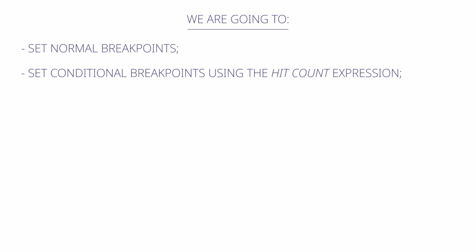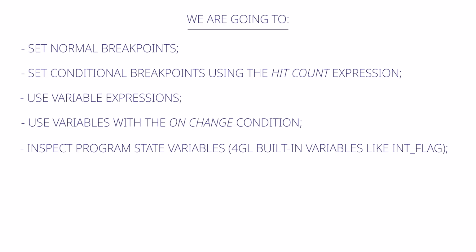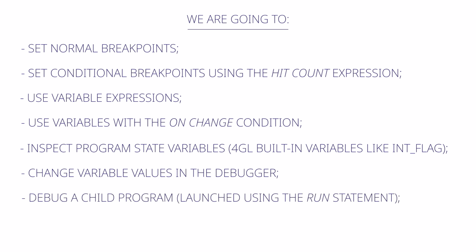We are going to set normal breakpoints, set conditional breakpoints using the hit count expression, use variable expressions, use variables with the onChange condition. We will also inspect program state variables, 4GL built-in variables like int flag, change variable values in the debugger child program, launched using the run statement, and use the debug console.